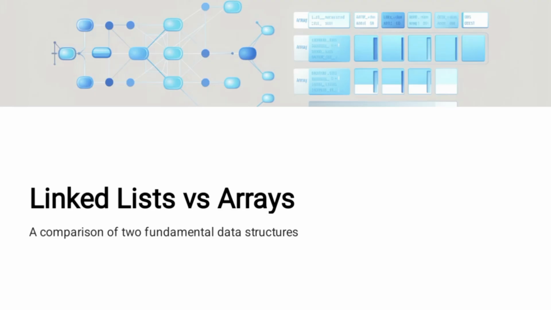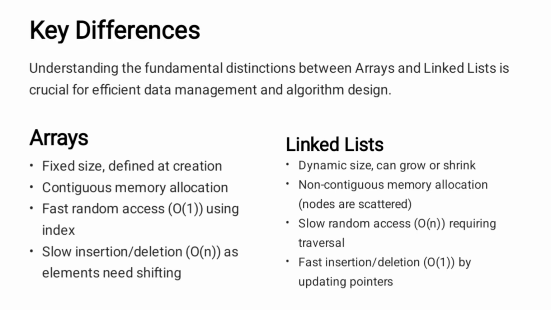So let's begin. Starting with the differences, as we know, arrays are fixed size linear data structures and linked lists are dynamic size linear data structures. Arrays are stored in contiguous memory, which means they need to be stored in a sequential linear way, whereas in a linked list, it is stored in non-contiguous memory, which means nodes are stored in a scattered way.